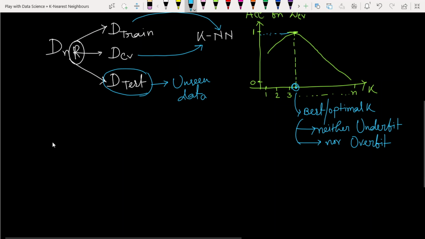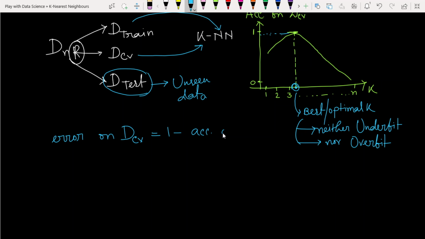So we find the error on our cross validation, which is simply 1 minus the accuracy on the cross validation. You have seen this thing. Now the accuracy on the cross validation, how to find the accuracy?